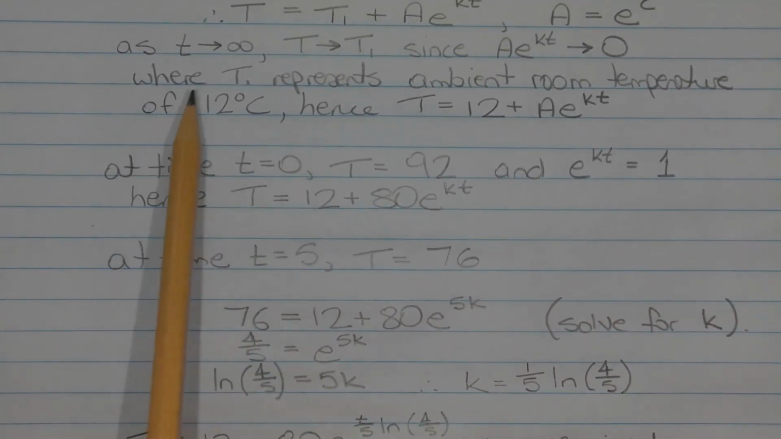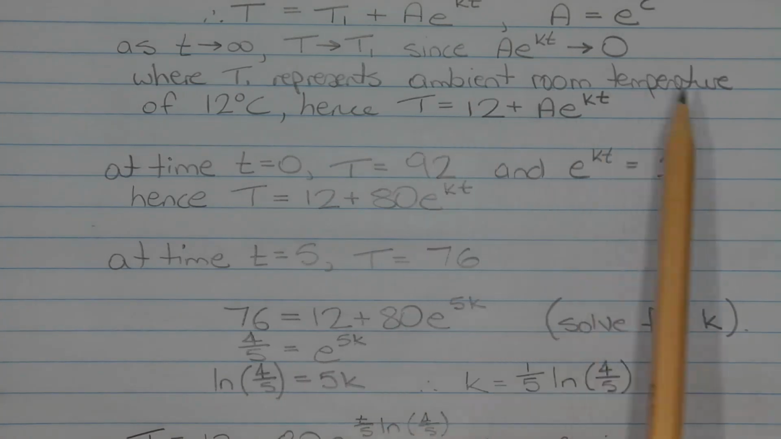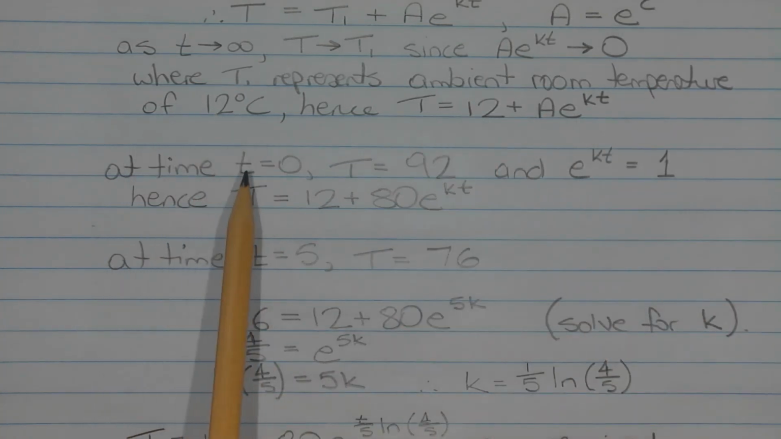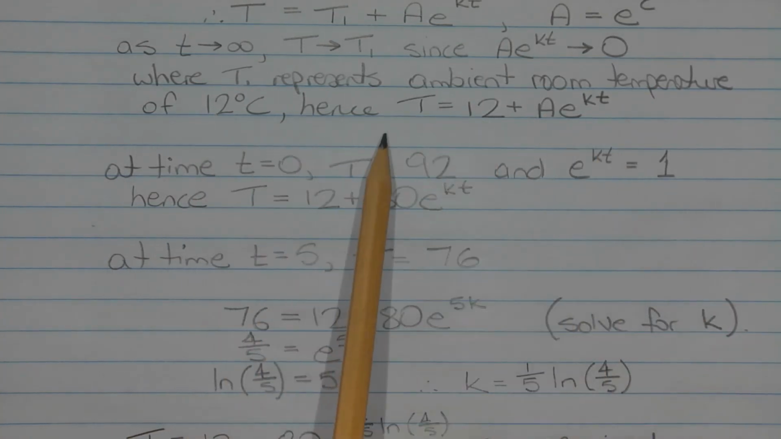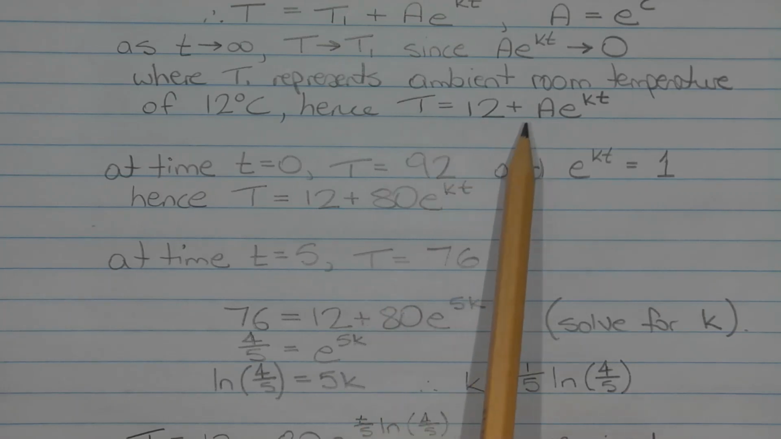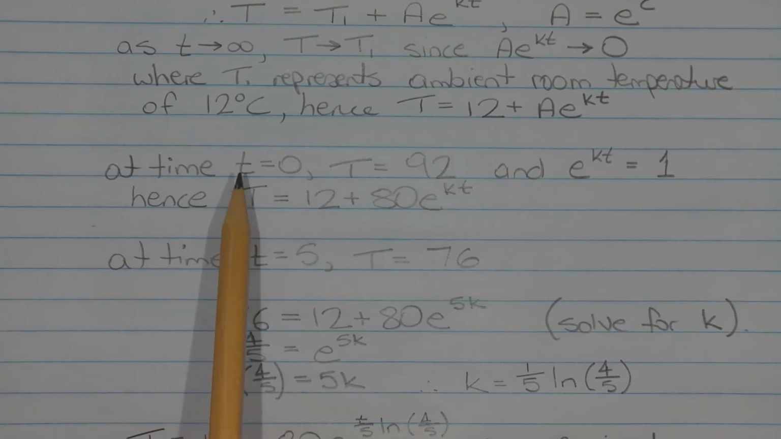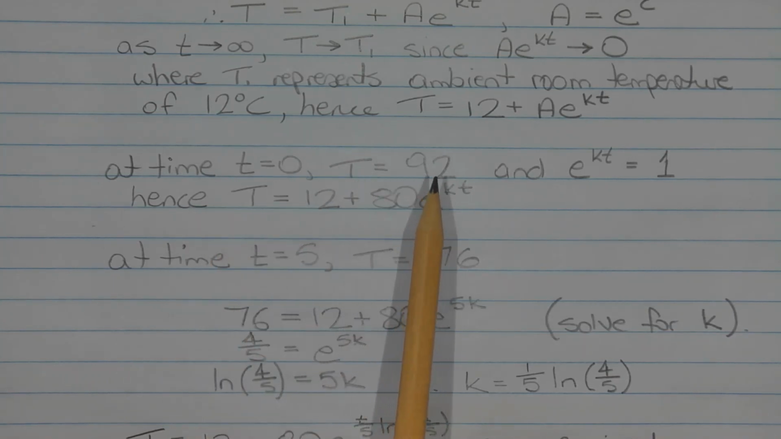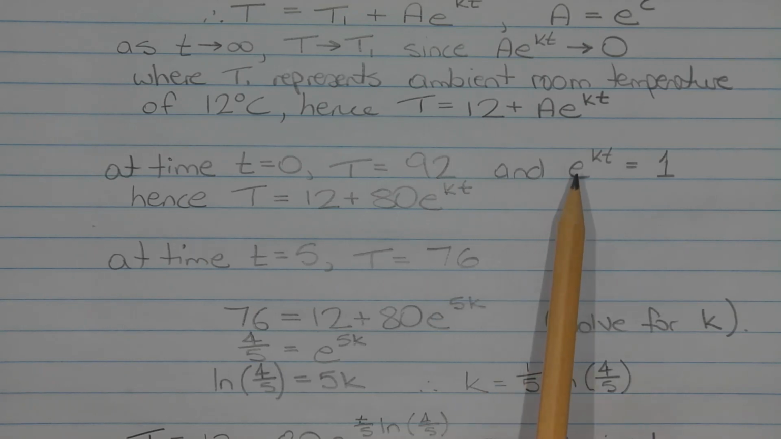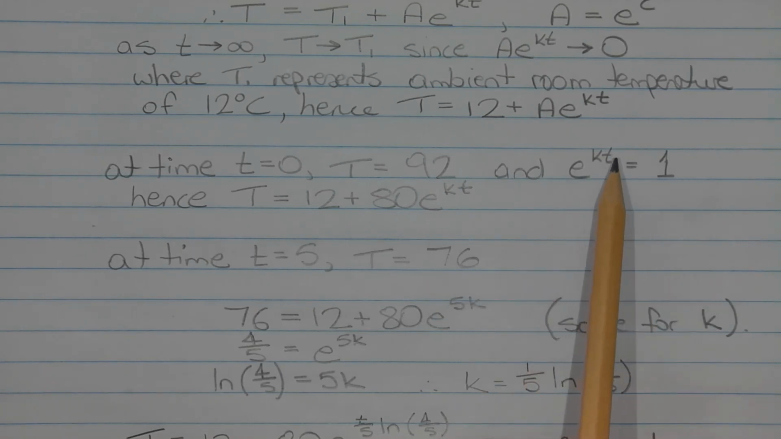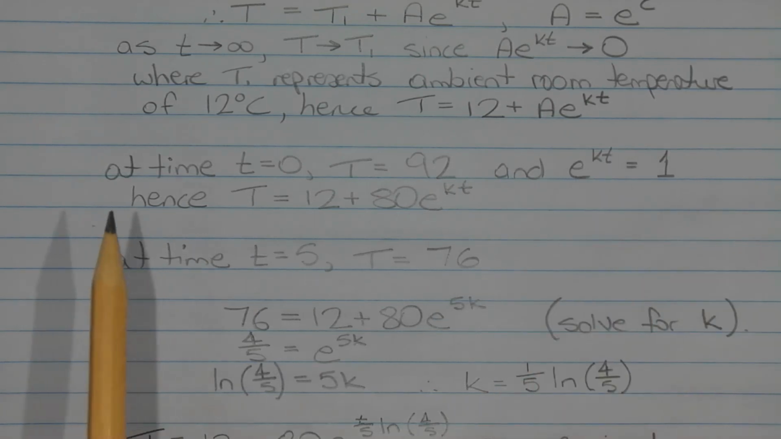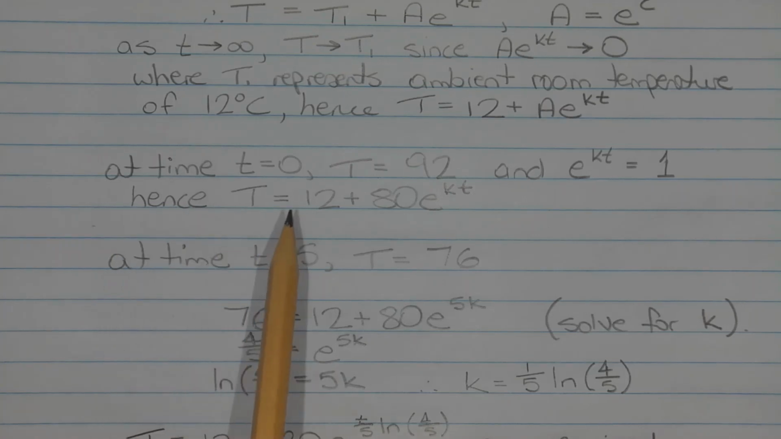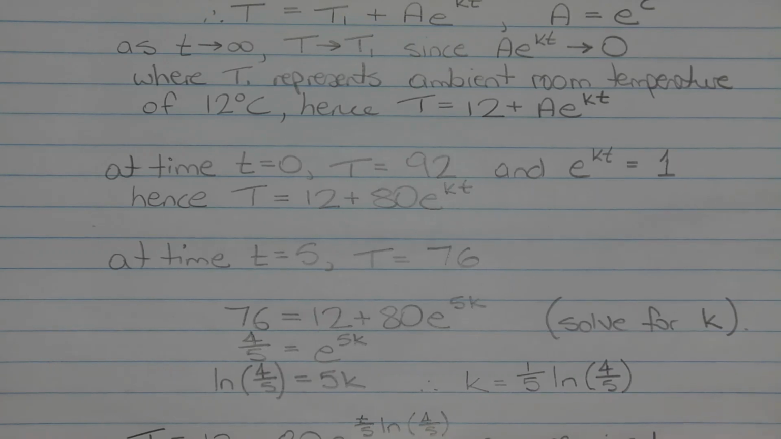And in this case, T1 represents the ambient room temperature of 12 degrees Celsius. Hence the equation becomes T equals 12 plus A e to the power of kt. At time t equals 0, the temperature T is equal to 92 degrees Celsius, and e to the power of kt equals 1, since t equals 0, and e to the power of 0 equals 1. Hence, T equals 12 plus 80 e to the power of kt.